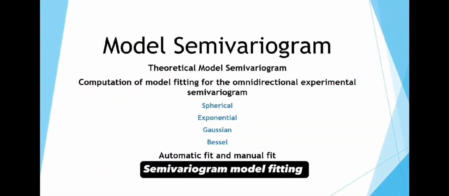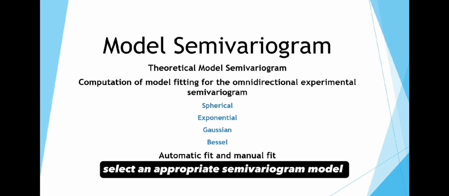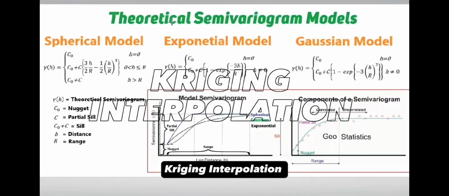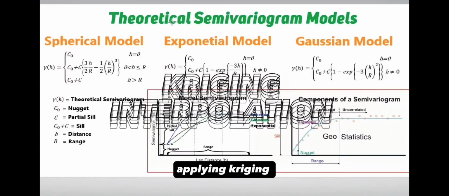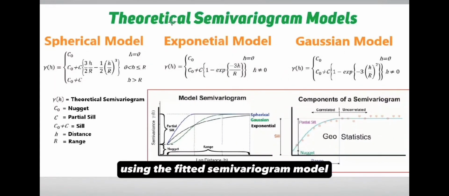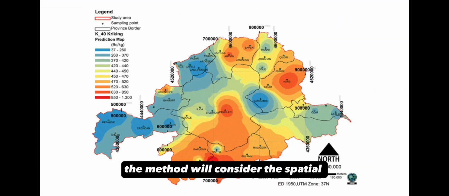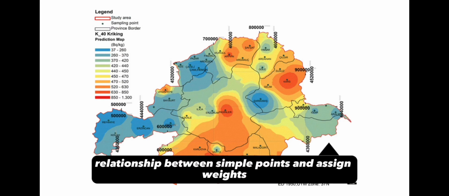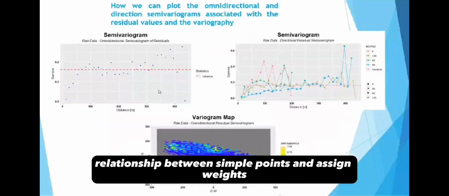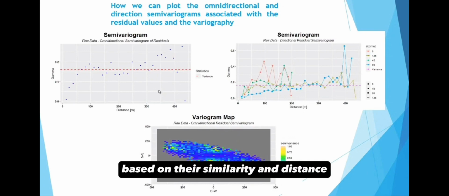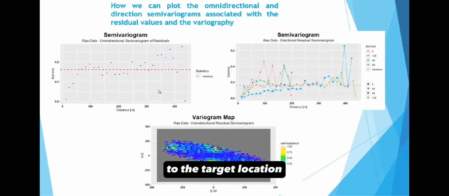Semi-variogram model fitting. Select an appropriate semi-variogram model that fits the data well. Kriging interpolation. Apply kriging using the fitted semi-variogram model to predict pollution concentration at unsampled locations. The method will consider the spatial relationship between sample points and assign weights to neighboring points based on their similarity and distance to the target location.